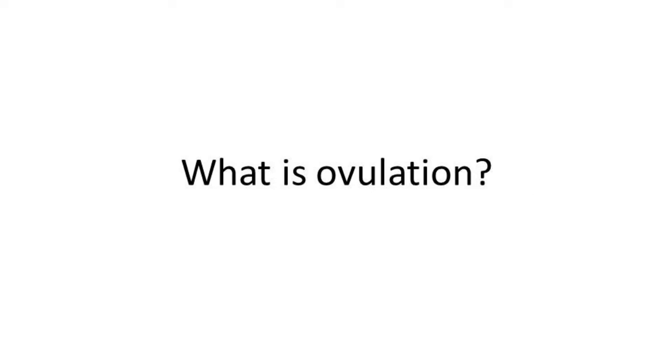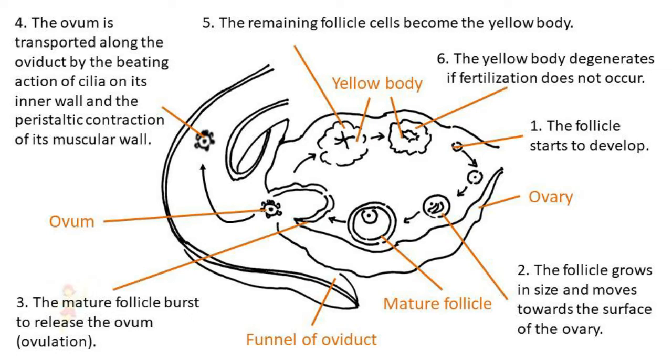Ovulation and menstrual cycle. What is ovulation? At puberty, some follicles in the ovaries start to develop. They grow in size and move towards the surface of the ovary. Usually, only one follicle becomes fully mature at a time. It bursts to release an ovum into the funnel of the oviduct, and this process is called ovulation.